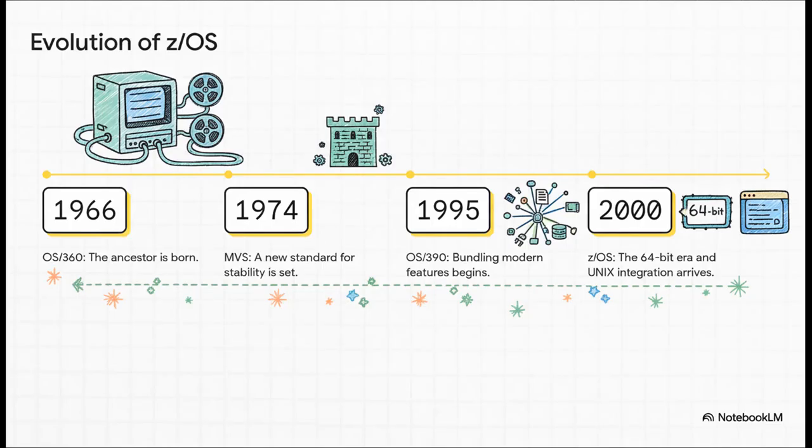Just look at this timeline. We're talking decades of careful refinement. It all started way back with OS/360 in the 60s, which then evolved into the legendary MVS in the 70s. Then in the 90s, OS/390 started adding modern networking stuff. And finally, z/OS shows up in the year 2000, bringing the whole system into the 64-bit world. This isn't about yearly updates that break everything, it's about building on a foundation that's been proven for generations.